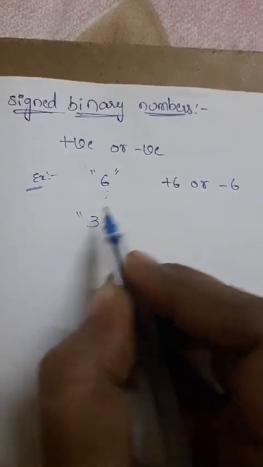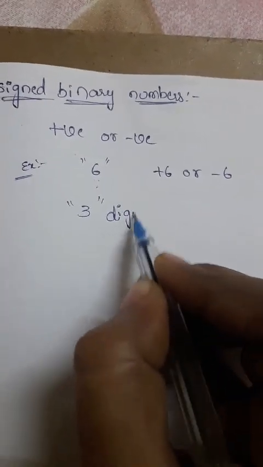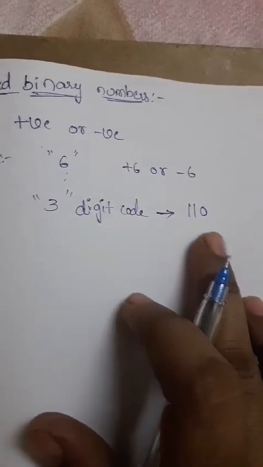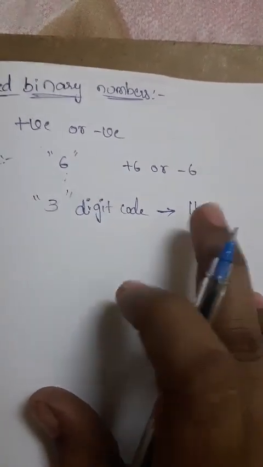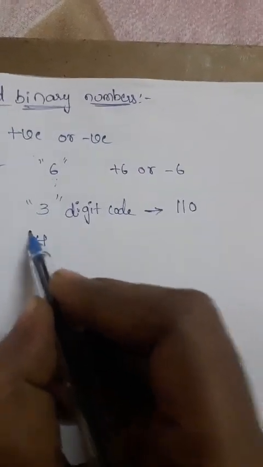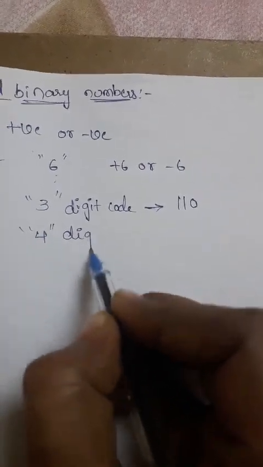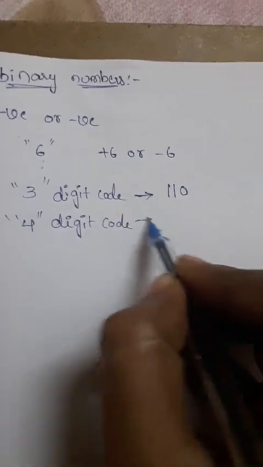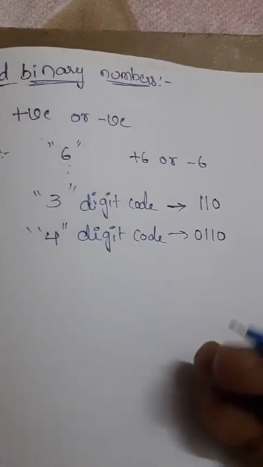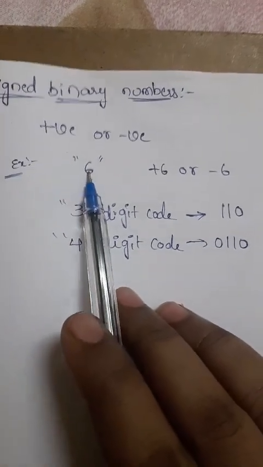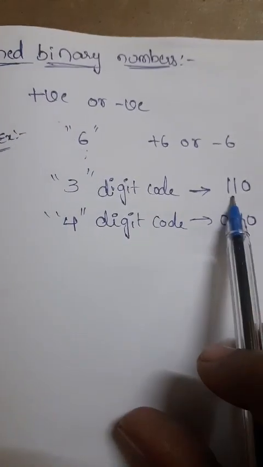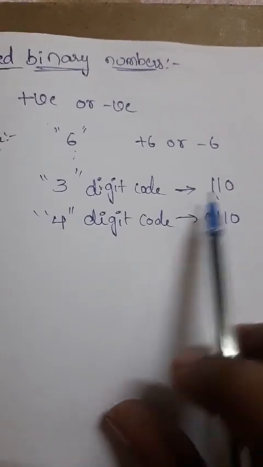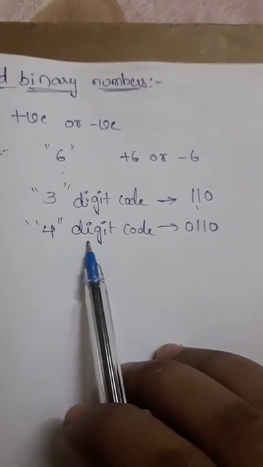This number may be represented in binary as a 3-digit code, or it may require a 4-digit code. The 3-digit code for 6 can be represented in 8421 code as 110. If you want to represent it as a 4-digit code, it is 0110. So a normal number 6 requires a 3-digit or maybe 4-digit code in binary.